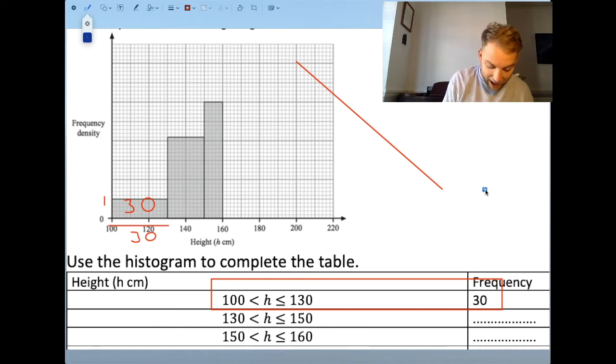So if we know this height here is 1, we can then start putting on all of the rest. So the next one height here is 2, then it's going to be 3, then it's going to be 4.